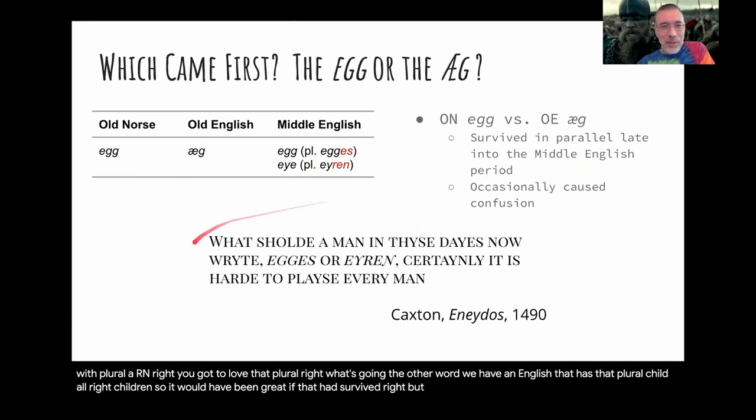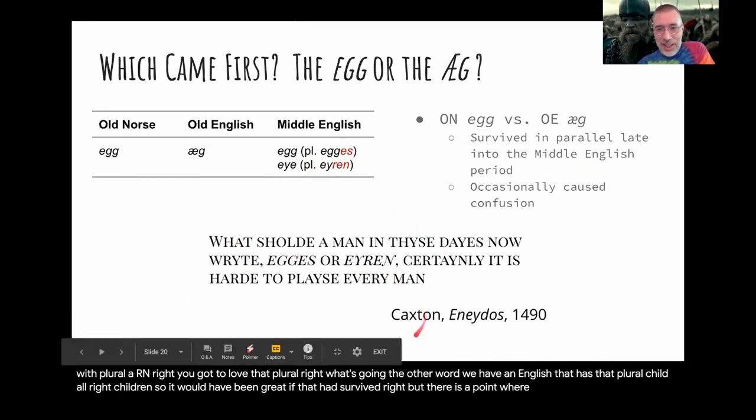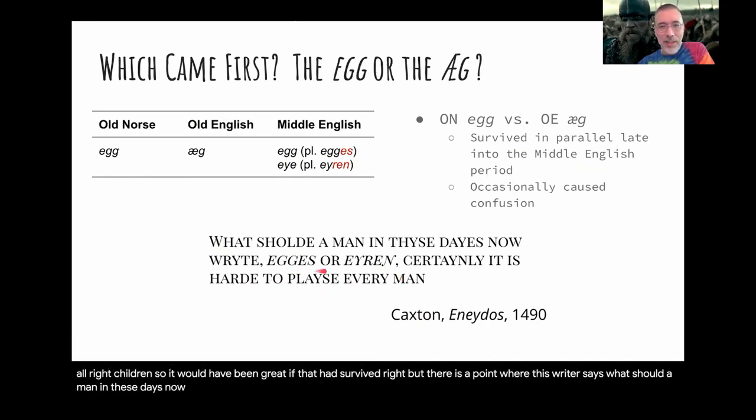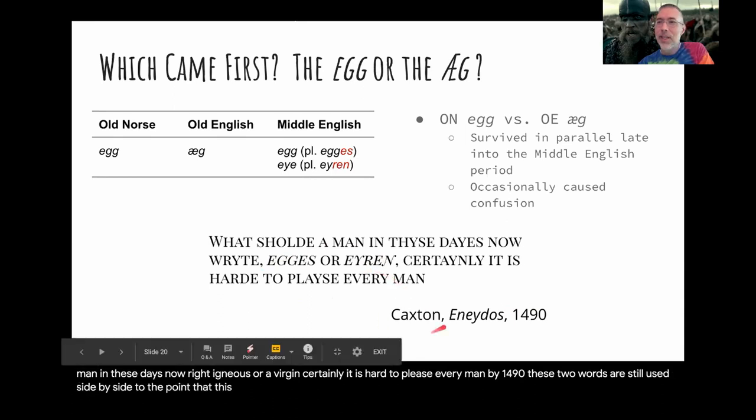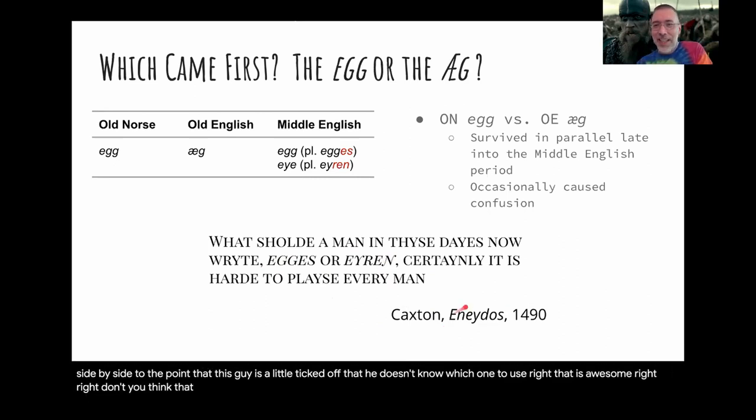But there is a point where this writer says, what should a man in these days now write? Egges or eiren? Certainly it is hard to please every man, right? 1490, these two words are still used side by side to the point that this guy is a little ticked off that he doesn't know which one to use, right? That is awesome, right? Don't you think that that's great?